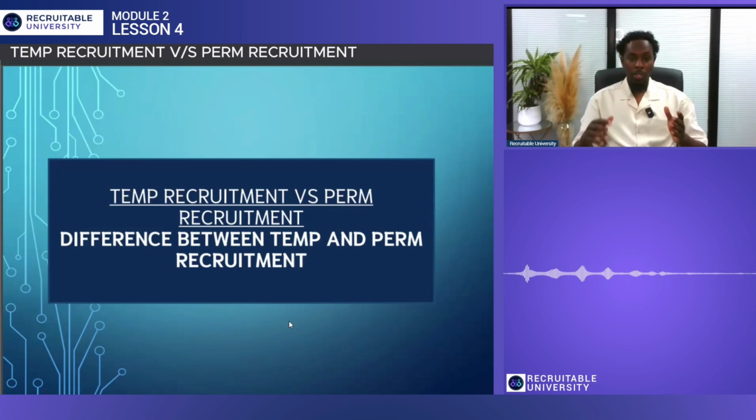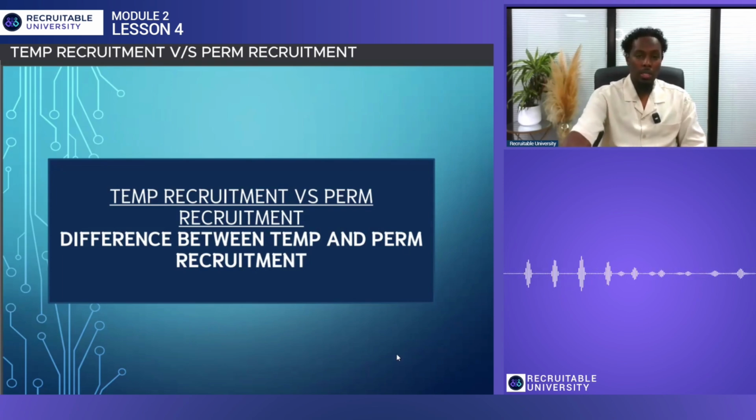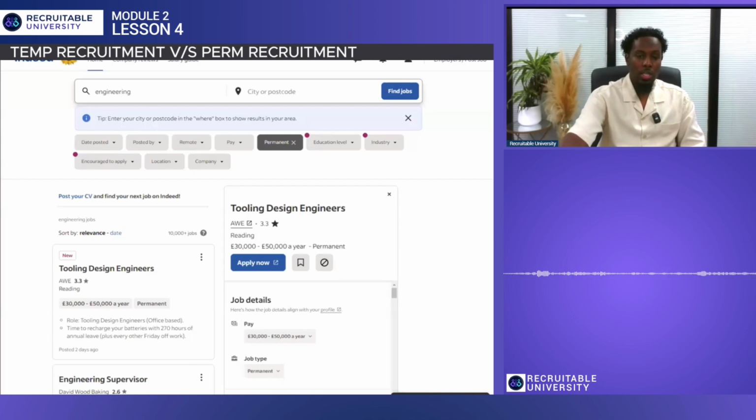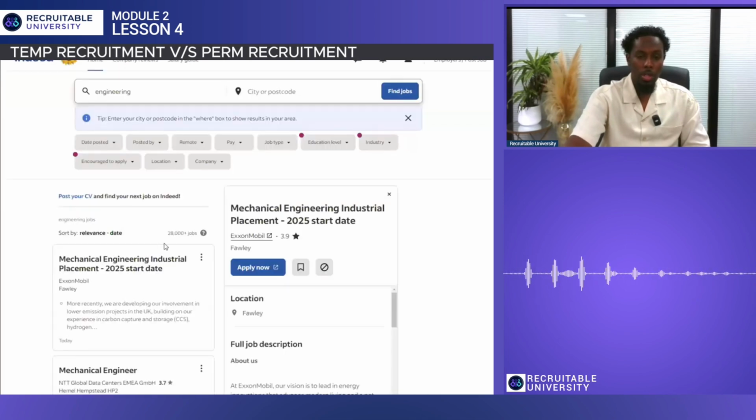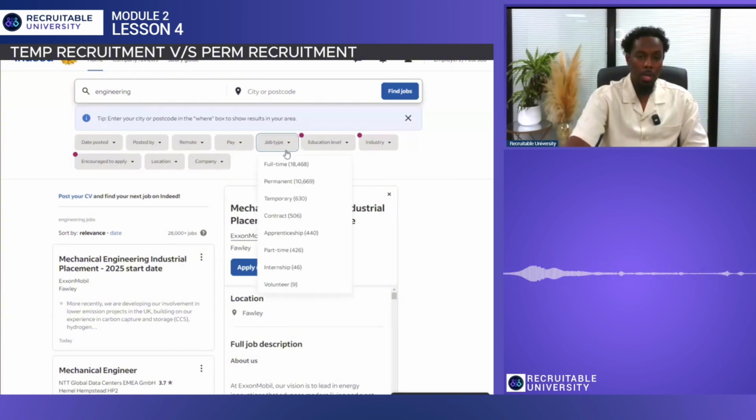So there's 2 types of vacancies. Even if we look back on Indeed, we'll be able to see the vacancies here. If we type in engineering and find jobs, we'll find there's over 28,000 jobs. Of those 28,000, how many of them are temps? How many of them are perm? Permanent is just over 10,000, and temps is 630.